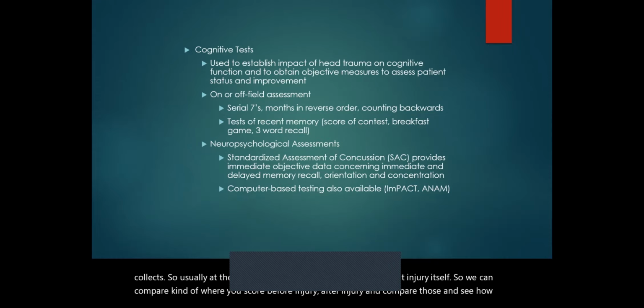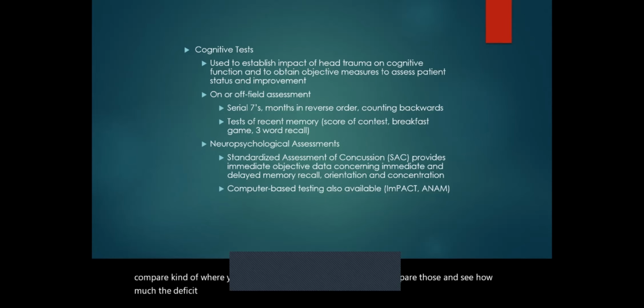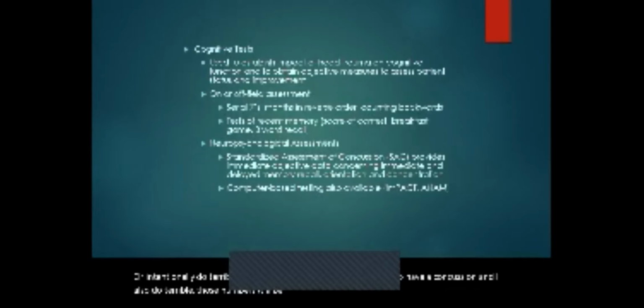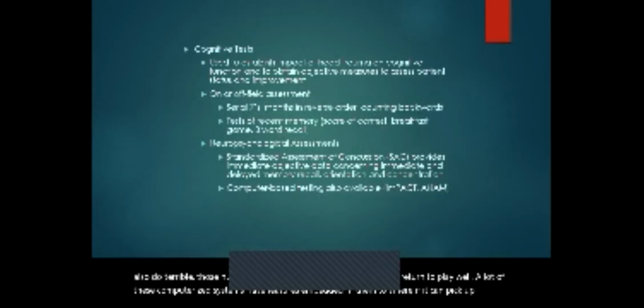the deficit exists. Where it can get complicated sometimes is that some of the athletes will say, well, if the impact test is something that's going to help me to get back to play after being injured, I'll just intentionally sandbag it or intentionally do terrible on my baseline test. So later on, when I do have a concussion and I also do terrible, those numbers will be fairly equal and I'll be able to return to play. Well, a lot of these computerized systems have features embedded in them to where if it can pick up on the fact that you're intentionally trying to fail these tests, it just shuts down and makes you restart.